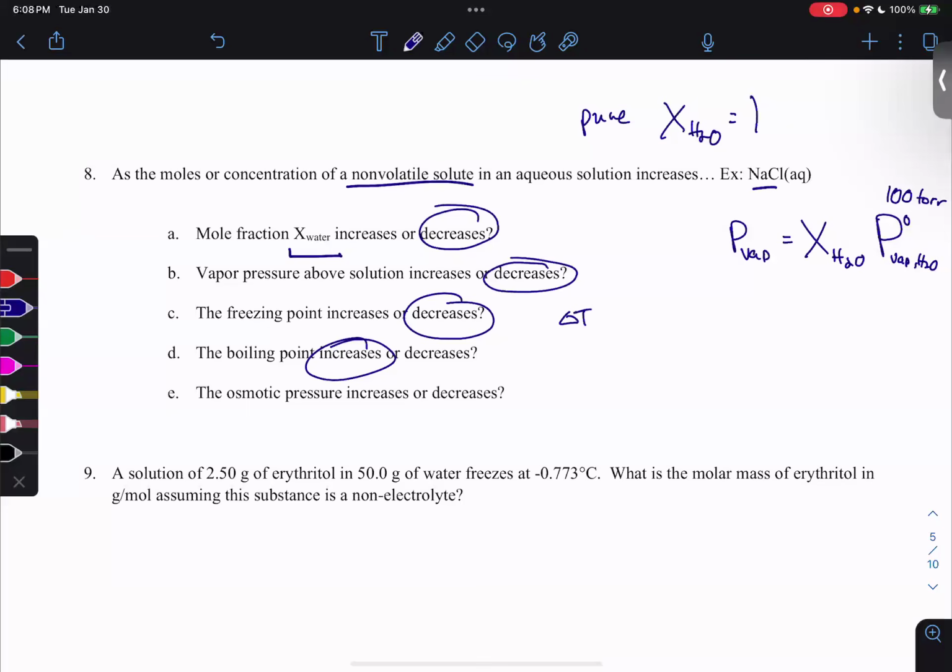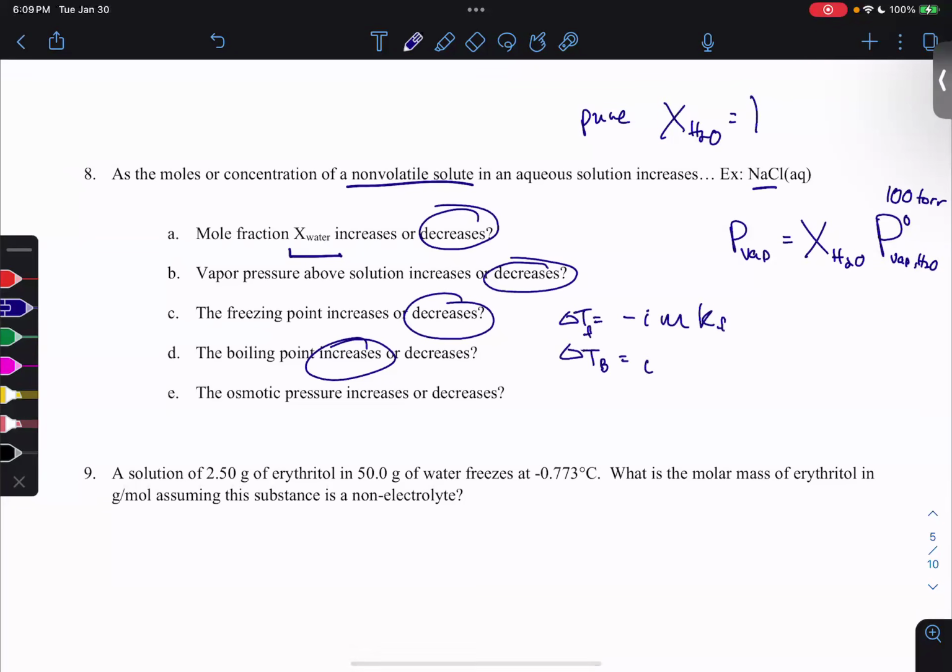So delta T freezing point is negative i m Kf. Kf is a constant for water, but the concentration unit, molality, is what matters here. So as molality increases, this whole negative value increases as well, so the magnitude of our freezing point depression increases. Same idea for boiling point elevation.